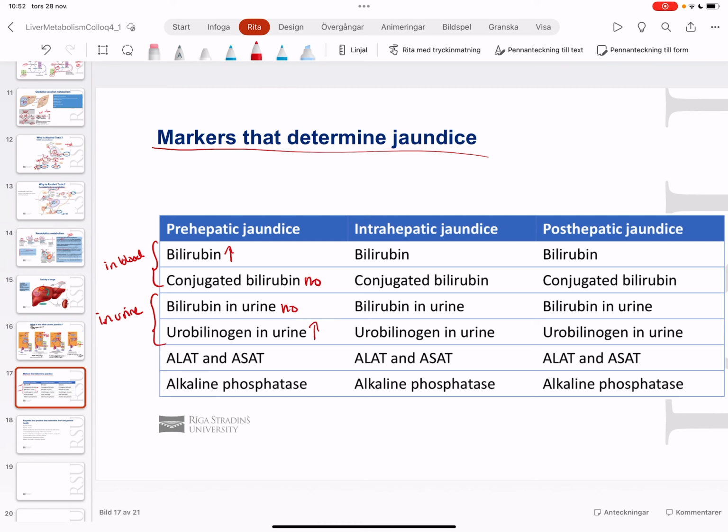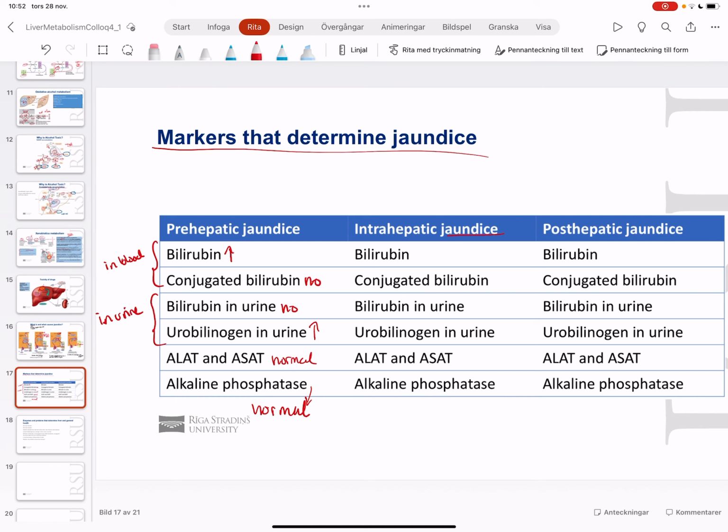ALAT and ASAT are biomarkers of liver disease, and prehepatic jaundice does not have anything to do with liver disease, so they will be in normal amounts. And alkaline phosphatase has to do with the bile duct. If there's anything wrong there, then that will be increased, but this should also be normal.